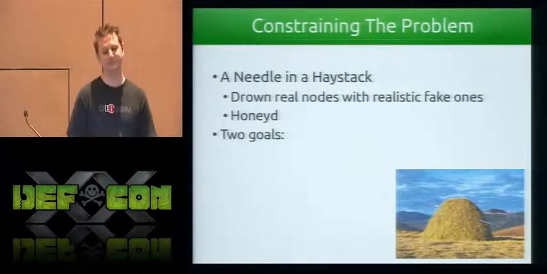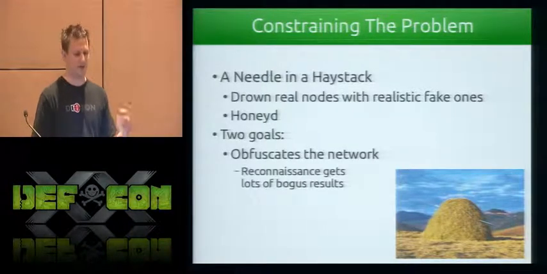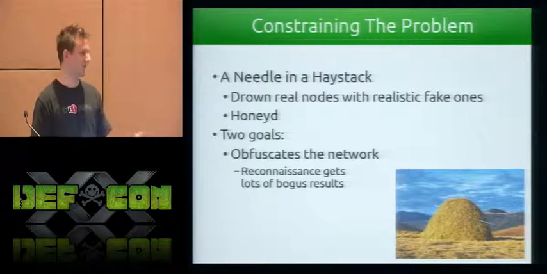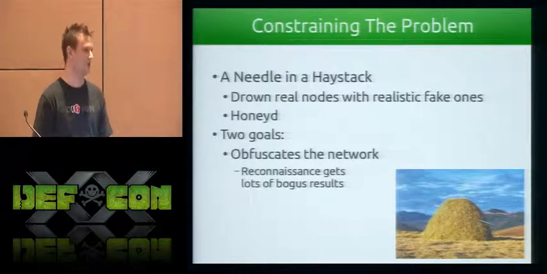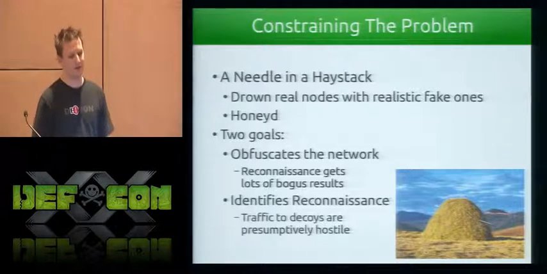So we're going to have two goals here for the system. We want to obfuscate the network, where we give reconnaissance lots and lots of bogus results, making it much harder or possibly useless. And then we're also going to want to identify reconnaissance.